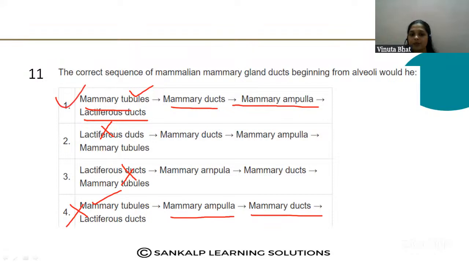Mammary tubules, so they produce the milk by the help of the alveoli cells, then carried by the mammary ducts. Next it opens into the mammary ampulla. Mammary ampulla opens into the lactiferous duct, right? So option A is the correct answer. They ask this type of question also.